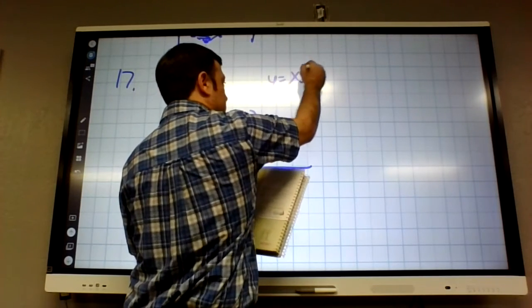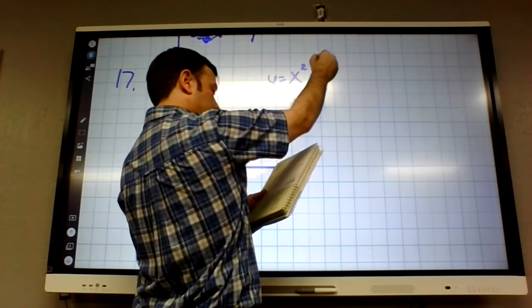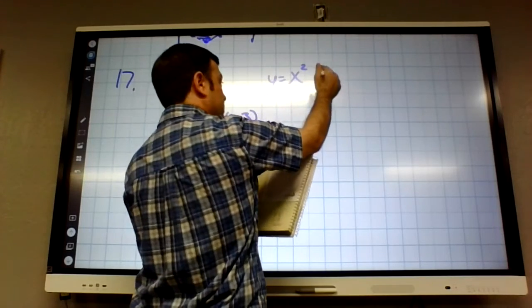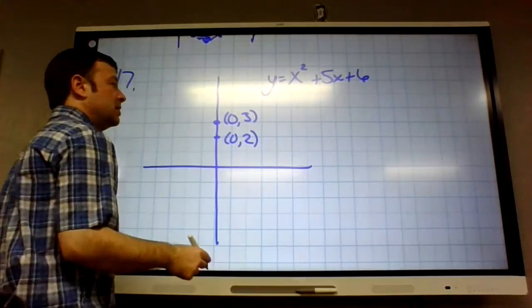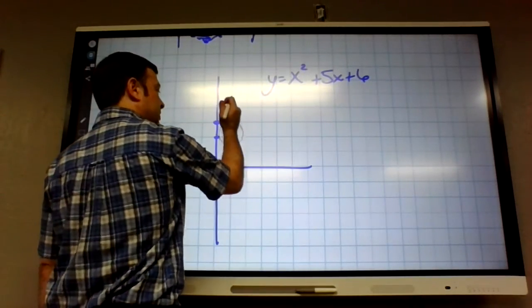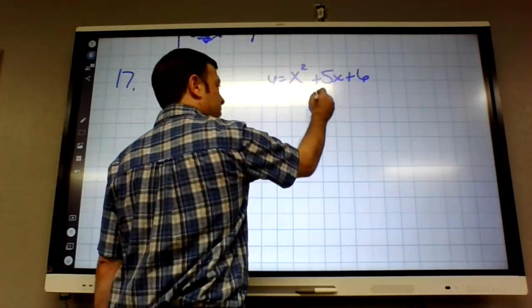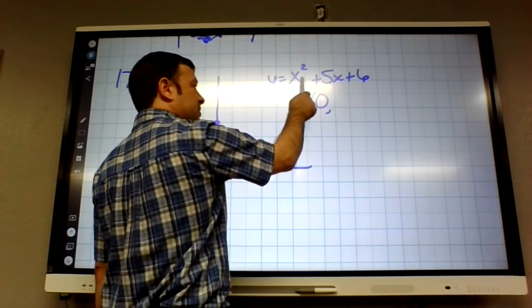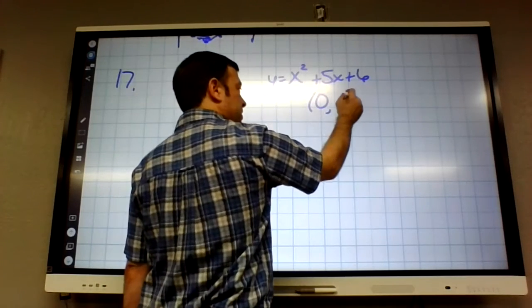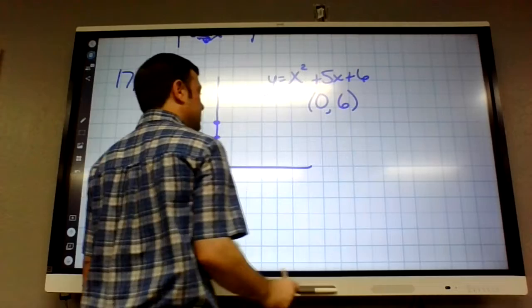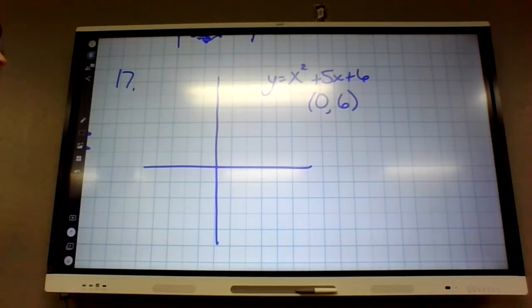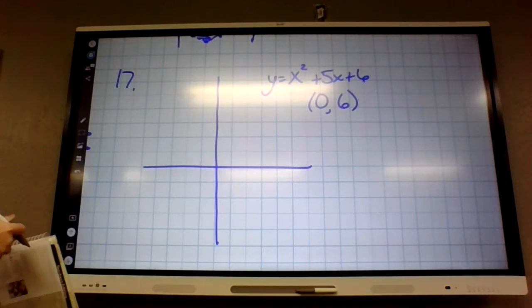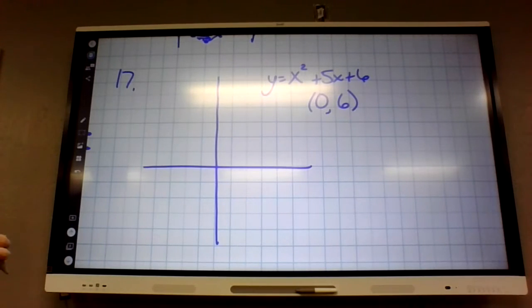So, copying down number 17 says g of x equals, or y equals x squared plus 5x plus 6. So to find the y-intercept, I'm going to put in 0 for the x value. So I get 0 plus 0 plus 6. So 0, 6 is the y-intercept.